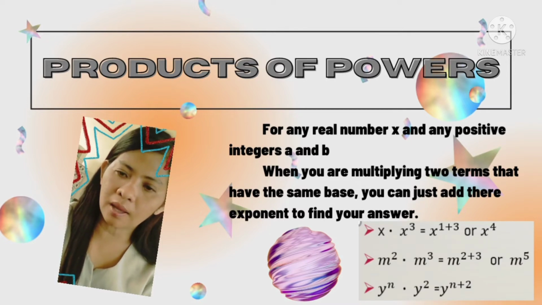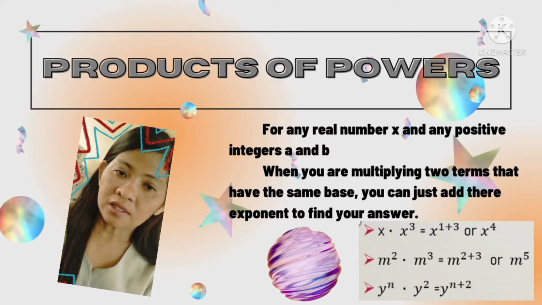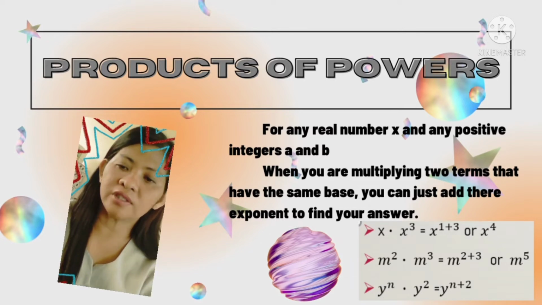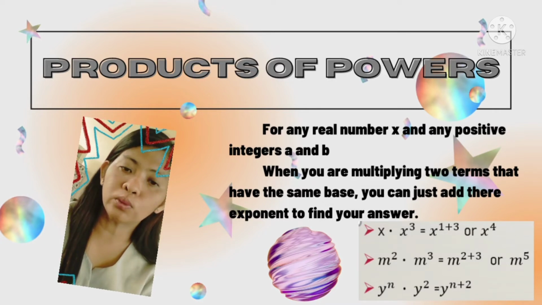Next example, y raised to the n power multiplied by y raised to the second power is equal to y raised to the n power plus 2. As you can see, between n and 2, there is a plus operation, because in product of powers, you will just add the exponents. So take note, class, in product of powers, you will just add the exponents. It is applicable only to the same base.